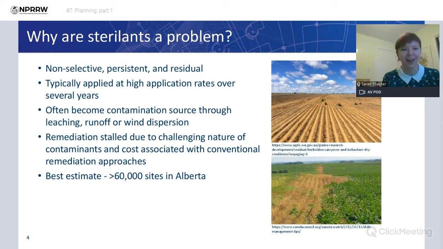So because there can be a buildup of these compounds, they can be a source of contamination offset, and very difficult to treat sterilants to guideline levels. And it's estimated that there's over 60,000 sites in Alberta that still have sterilant impacts today.